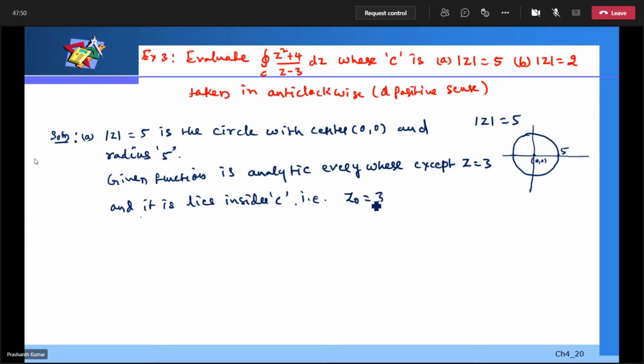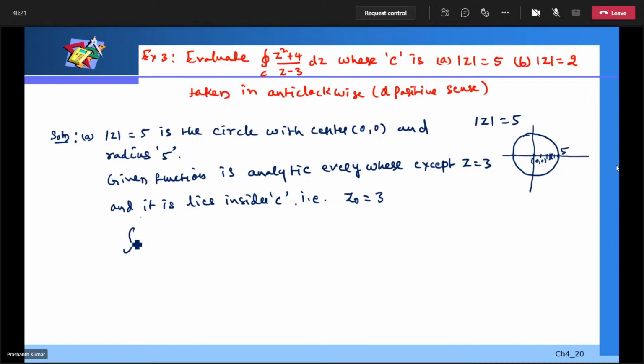Now if we consider this function, z naught is equal to 3. What does that mean? This is 1, 2, 3, 4, 5. So it is lying here. Z naught is inside C. Z naught is 3, therefore it is inside the circle.